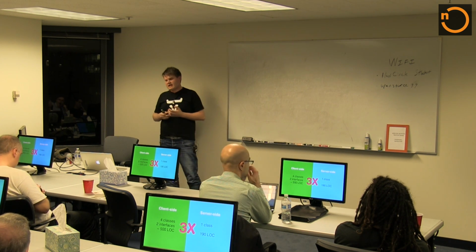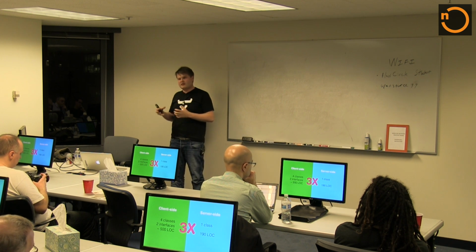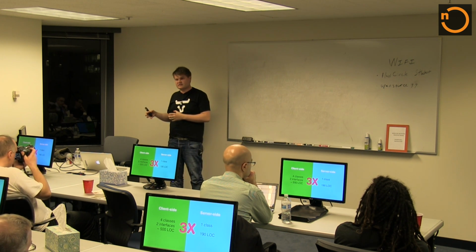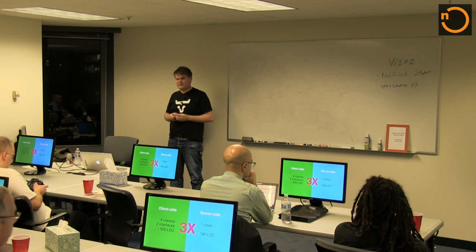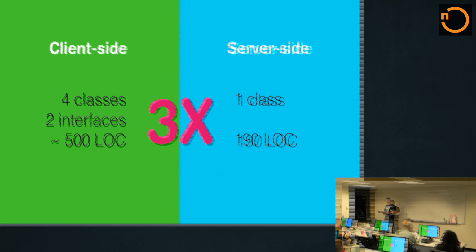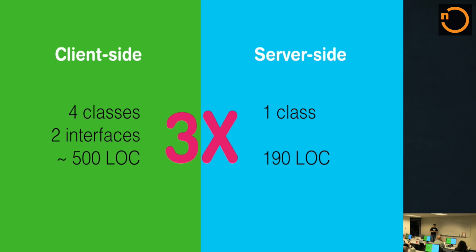And I think that the same kind of multiplier applies for real applications as well, because you have to do more layers and more boilerplate code when you're coding on the client side. And this is not just about Google Web Toolkit, it's also about any kind of client-side implementation. Any kind of framework you are using on the client side, you have to do those layers.